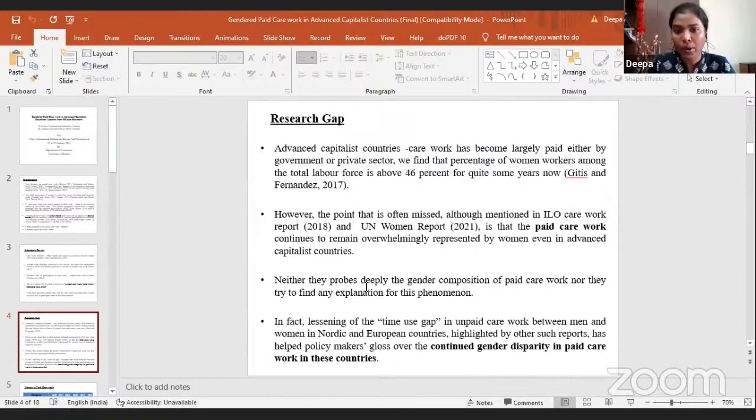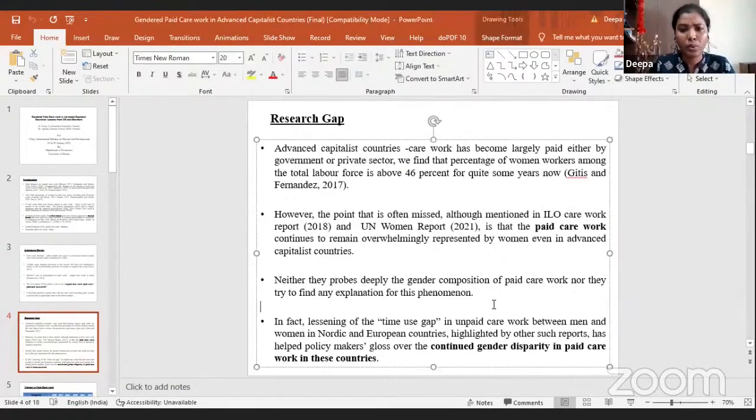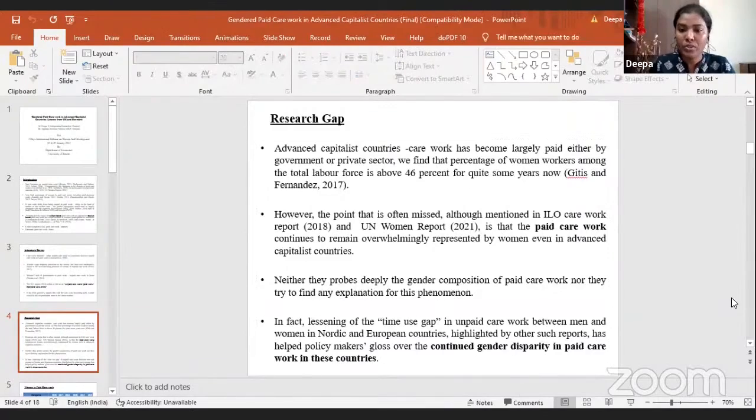However, the point often missed, although mentioned in recent reports of the ILO and UN Women, is that paid care work continues to remain overwhelmingly represented by women, even in advanced capitalist countries. Neither do they probe deeply the gender composition of paid care work, nor do they try to find an explanation for this phenomenon.